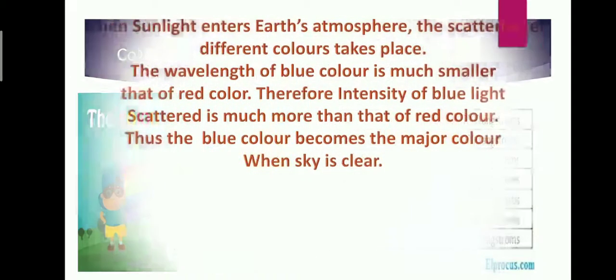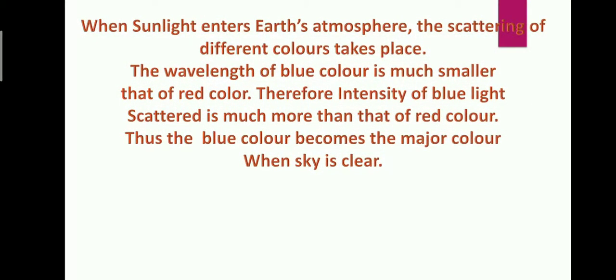Then you can see the visible section of sunlight is made up of all those colors. So why exactly does the sky look blue? Why doesn't it look violet? That is also an important question. As per Rayleigh's law, violet should scatter the most, and the sky should look violet, or maybe indigo also, but it looks blue. Why? What is the reason? When sunlight enters the earth's atmosphere, the scattering of different colors takes place.